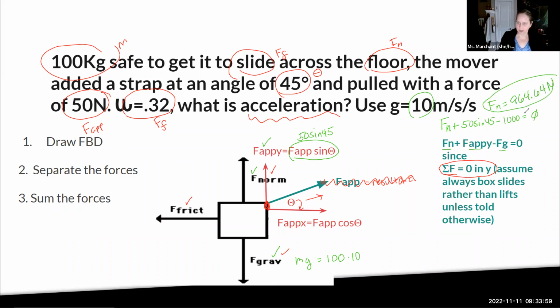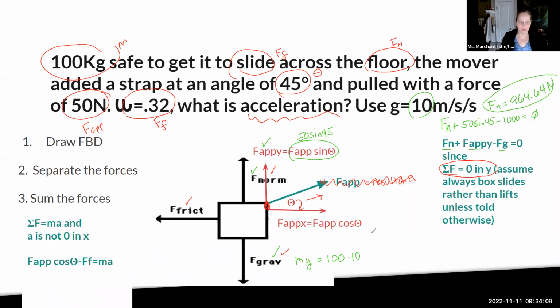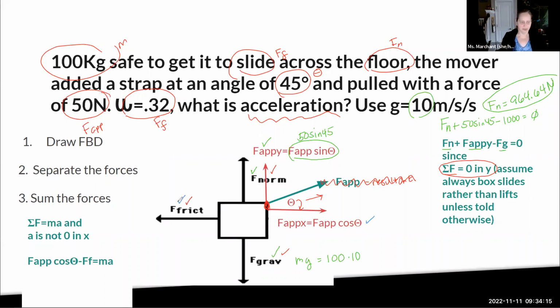Newtons. That's my normal force. So that's basically all we're going to get out of the Y direction. What about the X direction? The force applied is going to be positive, because it's going to the right. And the force of friction is going to the left, so it gets a negative.